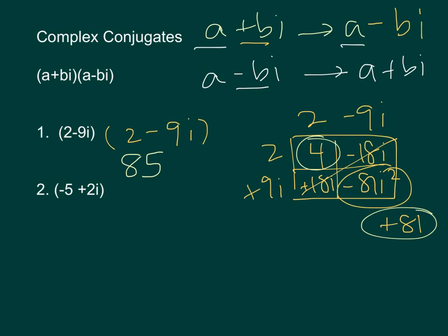So when the question on your paper asks what happens when a complex number is multiplied by its complex conjugate, the answer is that the product is a real number. Notice we don't have an imaginary component to this number. And the same thing is going to happen with our next problem.